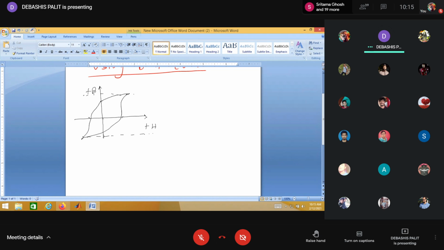Plus H is the magnetic field intensity, and plus B is the flux density. This side minus B, and this side is minus H.